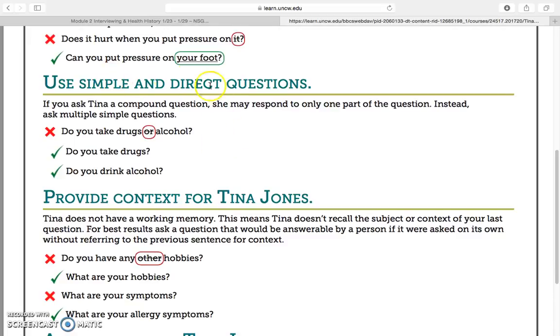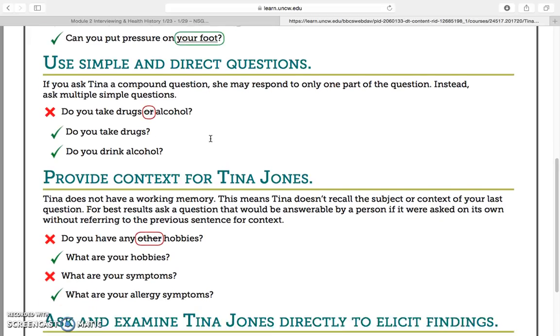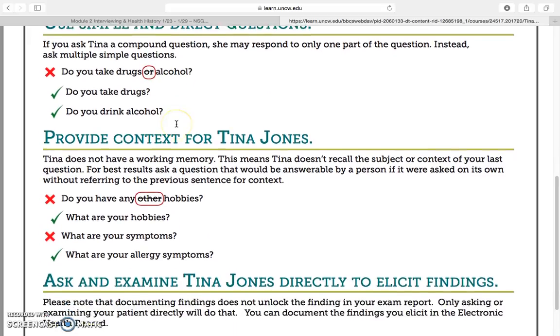Next, it's really important for you to use simple and direct questions. So, do you take drugs and do you take alcohol? You'd want to use those separately instead of combining those. I know that it seems kind of tedious, and the program certainly does its best to mimic a real-life situation, but again, it is a computer program, and it is made up of certain questions and responses, so you want to make sure that you are specific and direct.